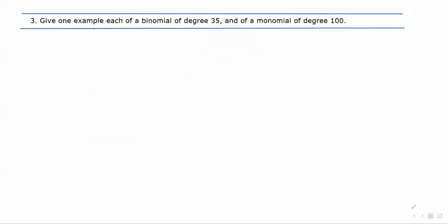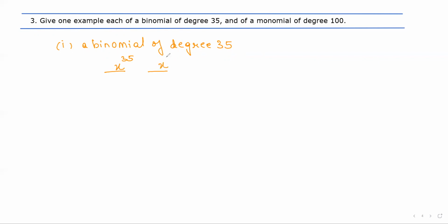Next question. Give one example each of a binomial of degree 35 and a monomial of degree 100. So first, a binomial of degree 35. Binomial means you have to have at least 2 terms. Degree 35 means the maximum value of your variable has to be 35. We will consider a binomial in a single variable just for simplicity.